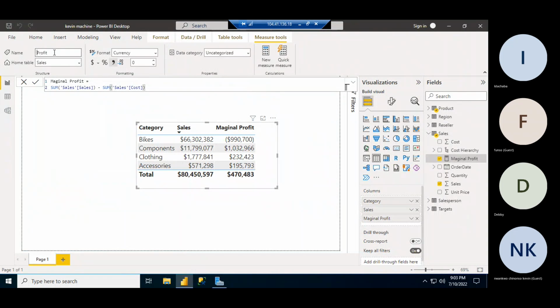Okay, no problem. So now we just rename that sales minus cost calculated column we did. We rename it to profit. You see that it automatically changes to profit. Then once that is done, I saved, like I said.